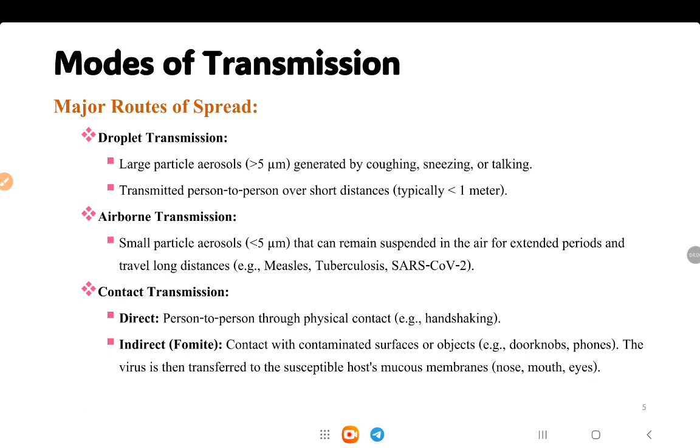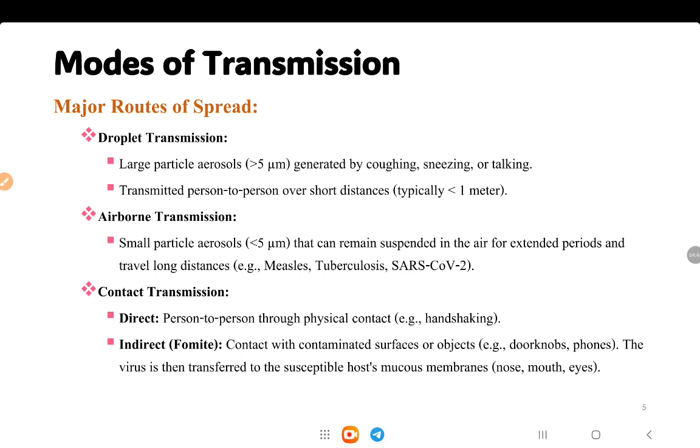Understanding how these viruses spread is fundamental to infection control. Understanding the transmission of these viruses is the main basis to control the infection. The major routes of transmission of respiratory viruses include droplet transmission. These are large droplets, large particles greater than 5 micrometers, generated by coughing, sneezing, or talking. They travel a short distance, typically less than 1 meter, and are the primary mode of transmission of many respiratory viruses.